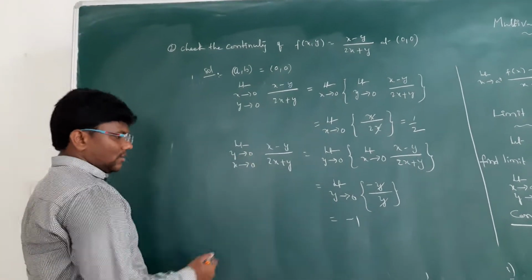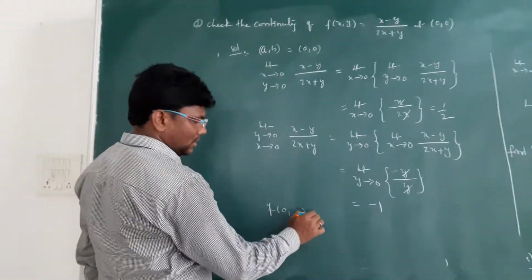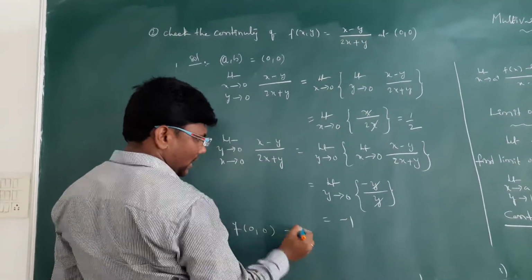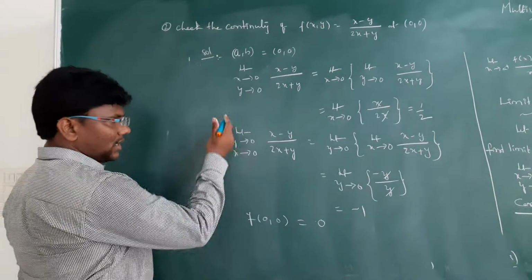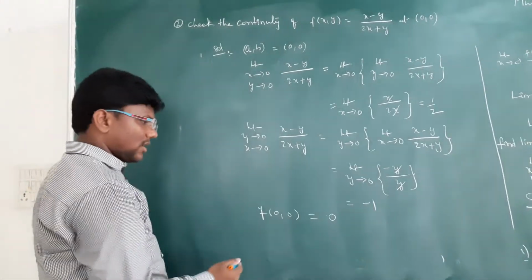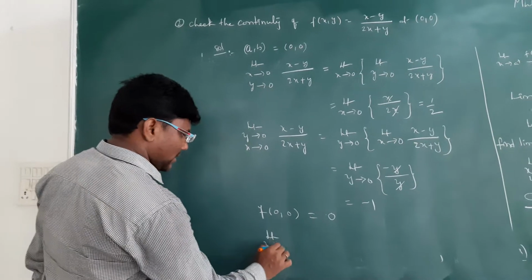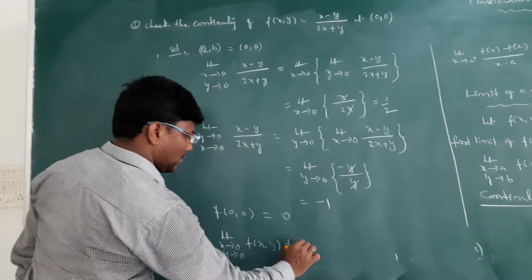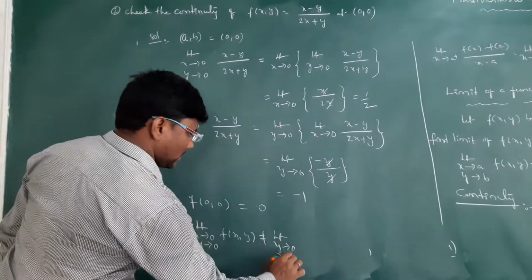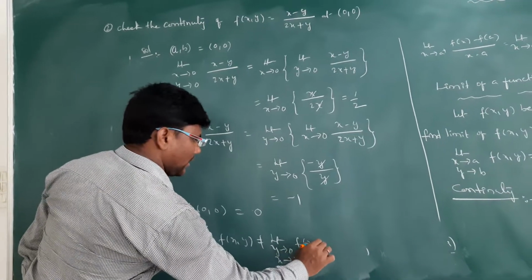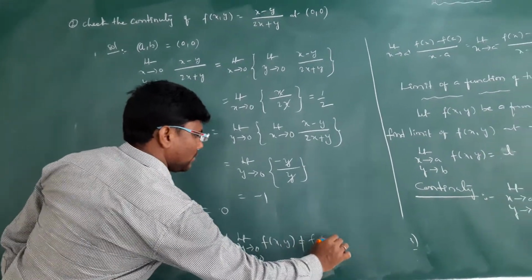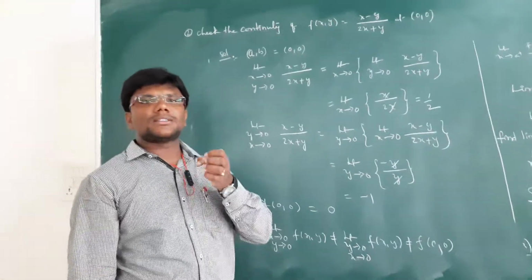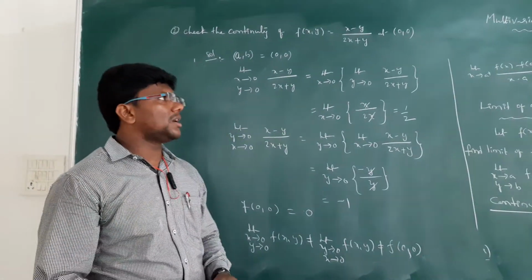Here both the values, and what is the functional value? F of 0 comma 0 equal to, substitute in this function, 0 minus 0, 0, 0 by 0, total 0. Therefore the three values are different, the three values are not equal. Limit x is tending to 0, y is tending to 0, f of x comma y is not equal to limit y tends to 0, x tends to 0, f of x comma y, and it is not equal to the functional value at 0 comma 0. Therefore the function f of x comma y is said to be discontinuous function at the point 0 comma 0.